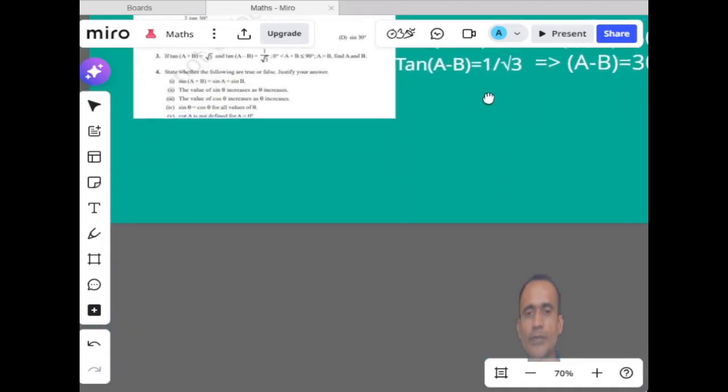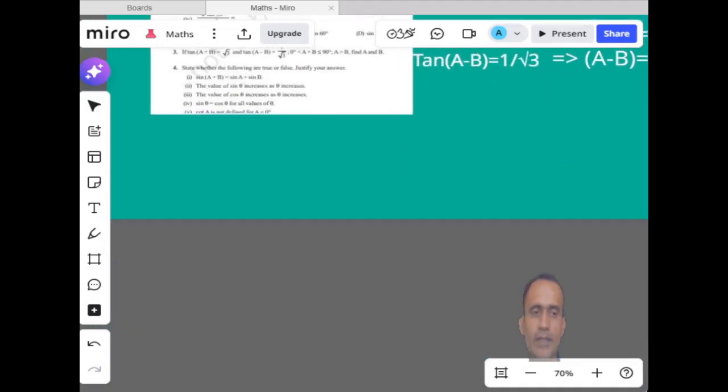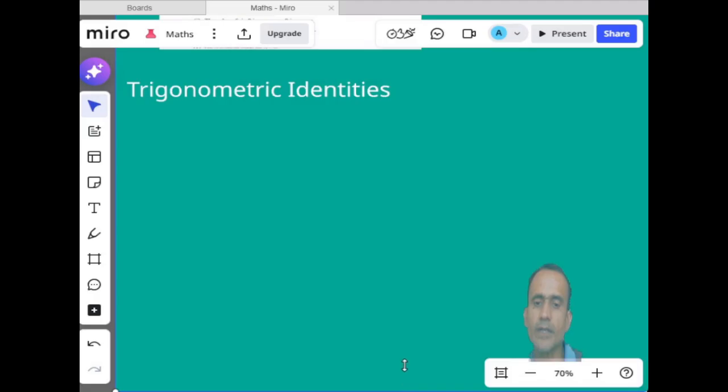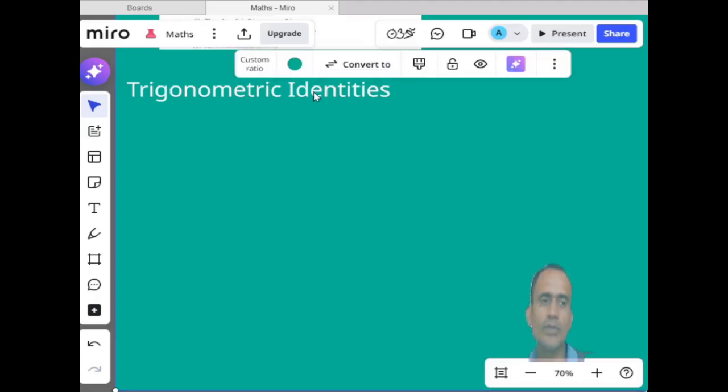Now we come to trigonometric identities. Now we go to the next section, that is trigonometric identities. So what does identity mean? Identity means an equation which is true for all the values of the variable. So in trigonometry, there are some equations which are true irrespective of the value of the angle.